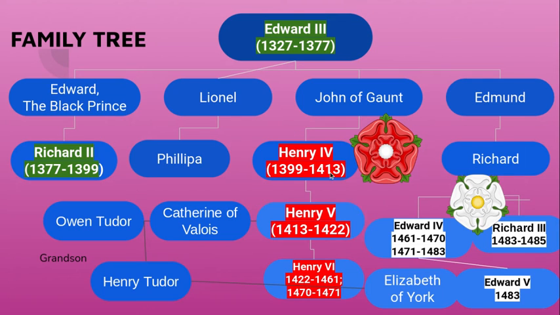Henry IV ruled until his death in 1413. You may know him as well from the famous Shakespeare plays Henry IV Part 1 and Henry IV Part 2. He had a son, Henry V, who was also a famous Shakespearean king. He won the Battle of Agincourt, and he was also king during the 100 Years' War against France.